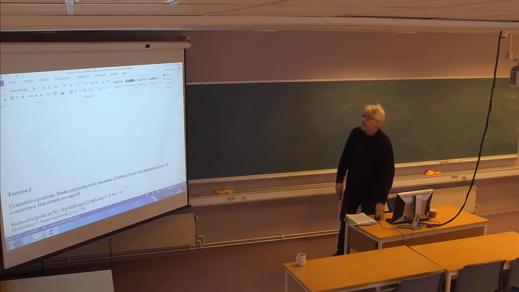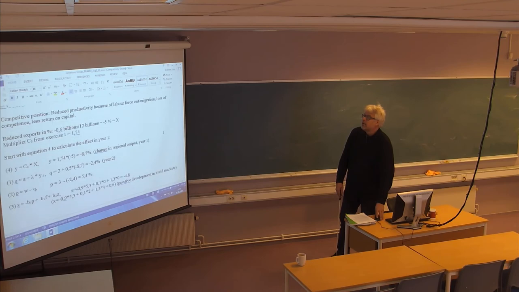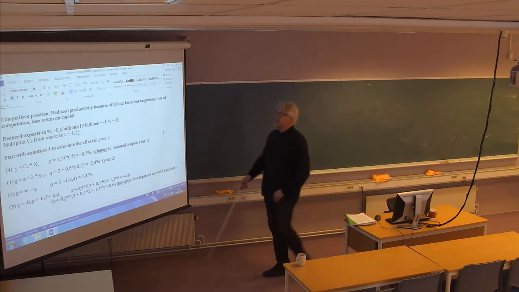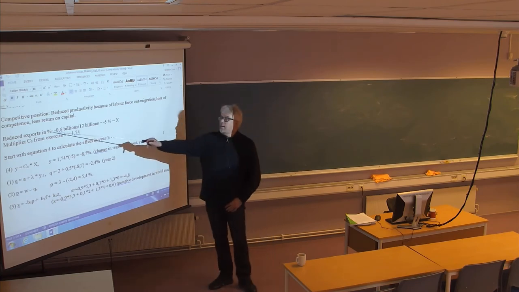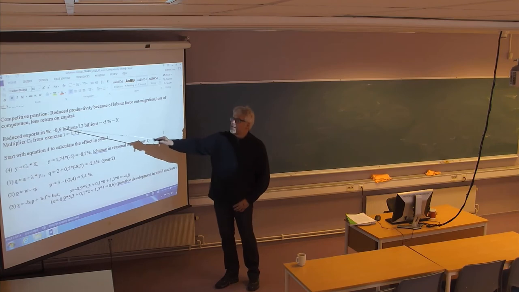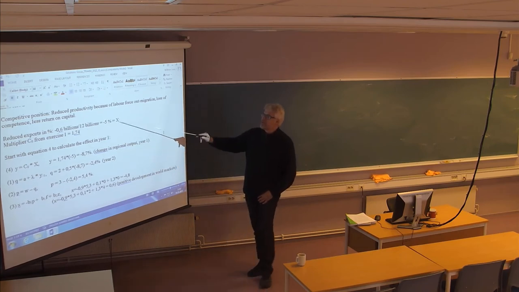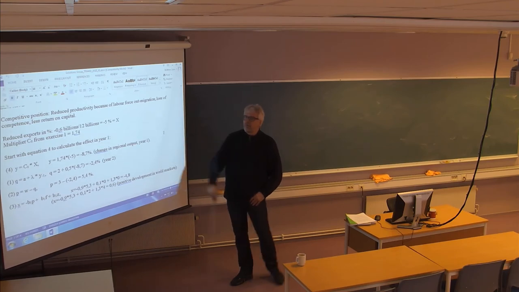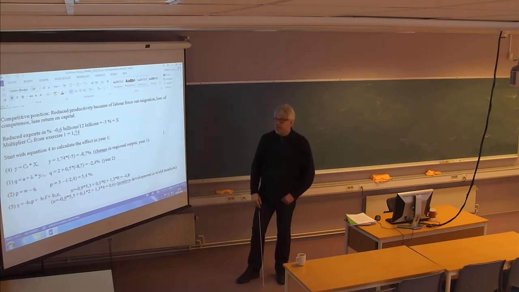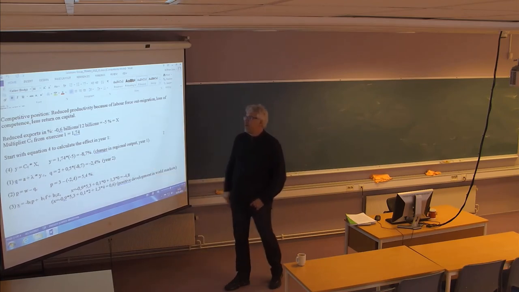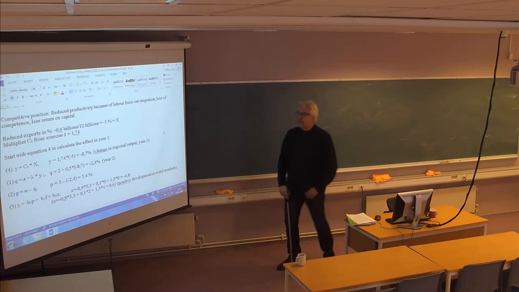Then we turn to this four-step model. I gave you some directions for solving it. Reduced exports in percent is 5. 0.6 billion divided by 12 million gives 5, which is X. C0 is 1.74, or you use 1.5 if you did manage to solve exercise 1. And then you go through these calculations, plugging in the numbers as you have been given.